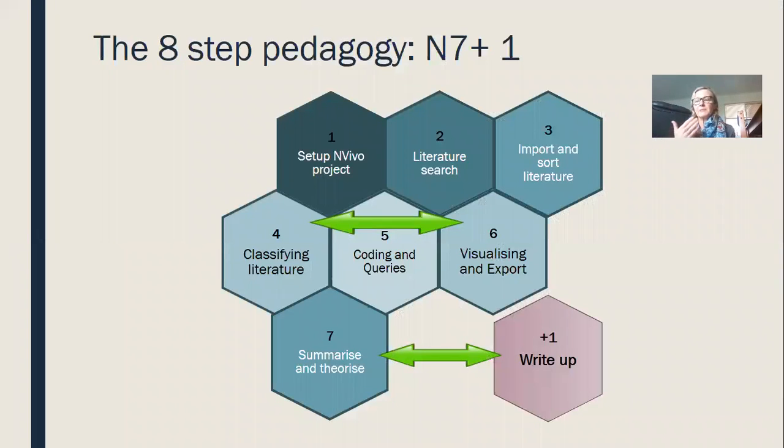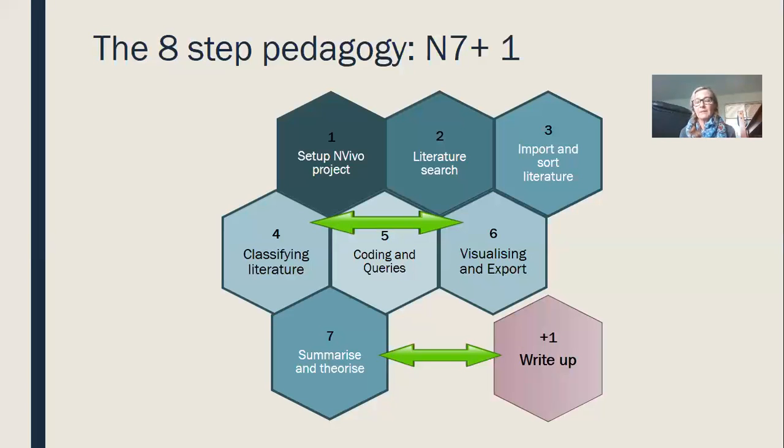So what is the pedagogy behind this particular ebook? There are 8 steps, as you can see. You set up your NVivo project in steps 1, 2, and 3, then you do your literature search, especially when it pertains to literature reviews and systematic reviews. Import and sort your literature. Steps 4, 5 and 6 are interactive and iterative stages, because you will go backwards and forwards between the coding, the classifying, and the visualizing and exporting them.